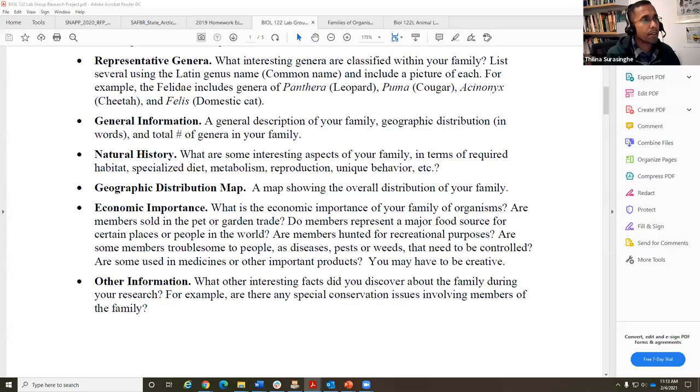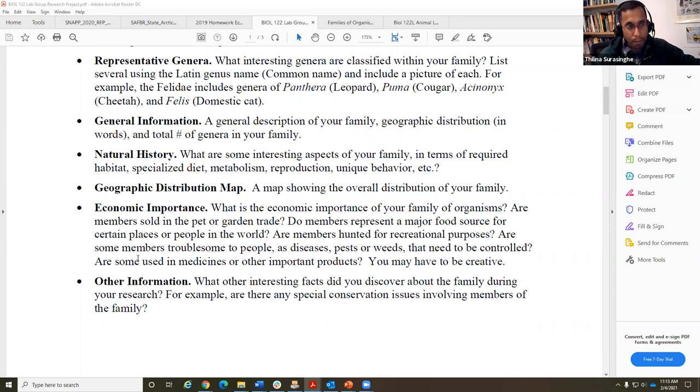When you have a particular geographical location identified, you can show a map with the continents. And there are so many ways to look for a map. Even if you just type "family geographical distribution range map" or "family range map," you will get so many examples for that.